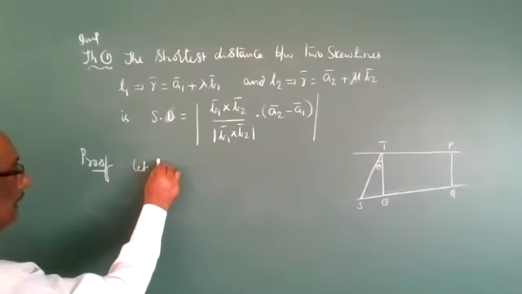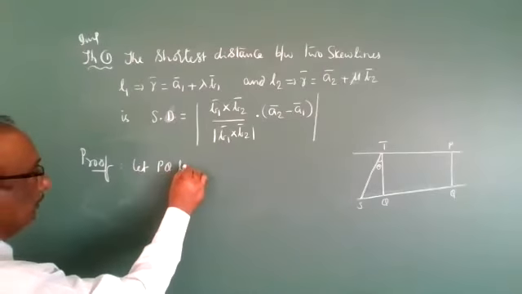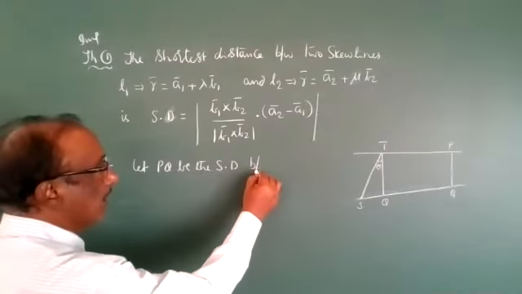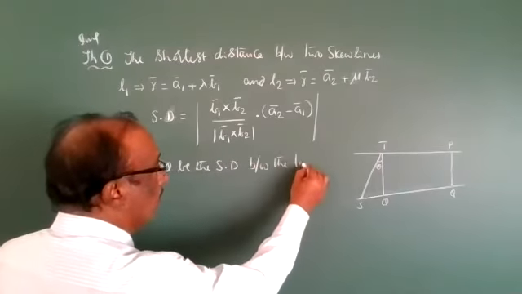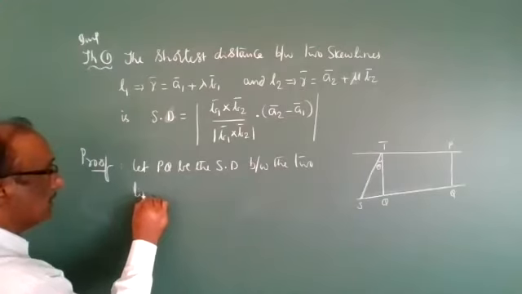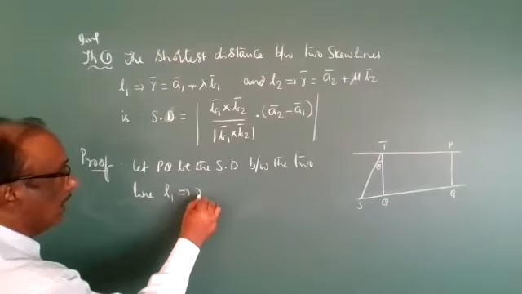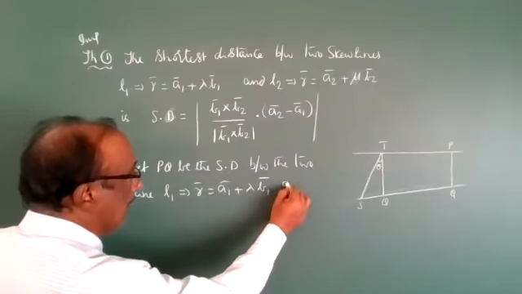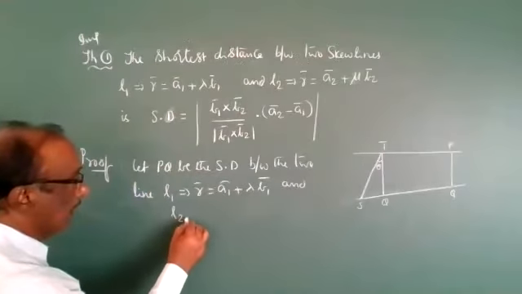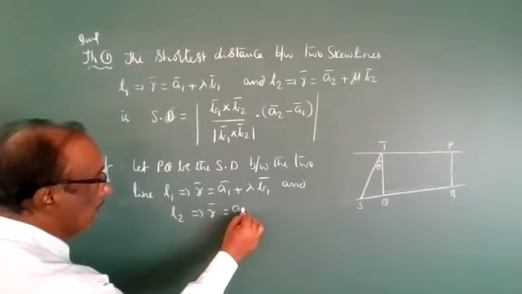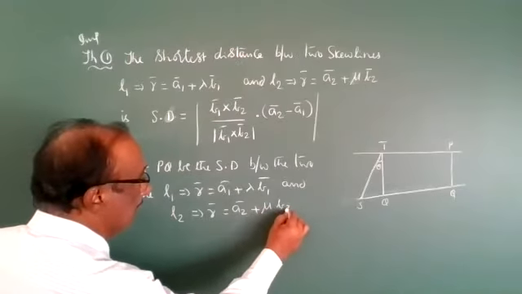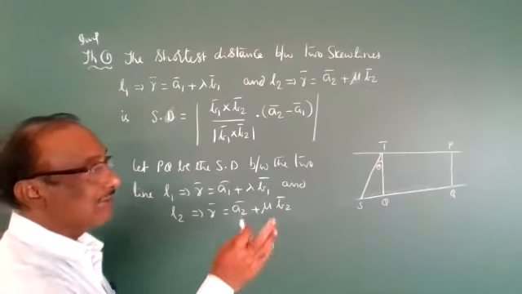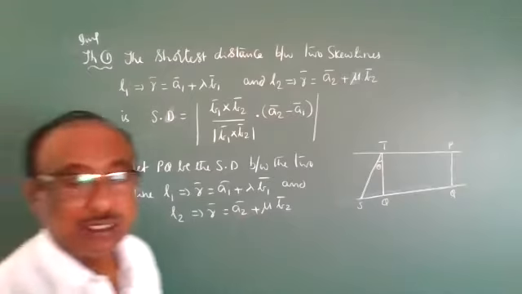Let PQ be the shortest distance between the two skew lines L1: R bar is equal to A1 bar plus lambda into B1 bar, and L2: R bar is equal to A2 bar plus mu into B2 bar. So write that down. Next, the shortest distance I will mention. So PQ is the shortest distance.